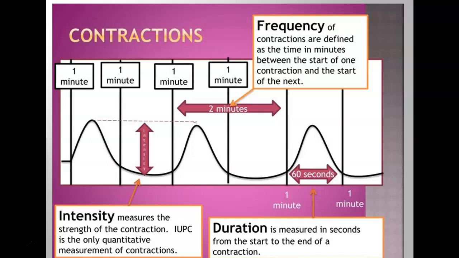If you have an internal monitor, which we'll talk about more in the next few slides, that will tell you an accurate intensity measure of how strong that contraction is. And when we talk about the contraction, the increment is the ascending part of the contraction, the acme is the peak, and the decrement is the dropping of the contraction, or the relaxing of the uterine muscle. And then the interval is the break that the uterus takes in between the contractions before it starts its next one.